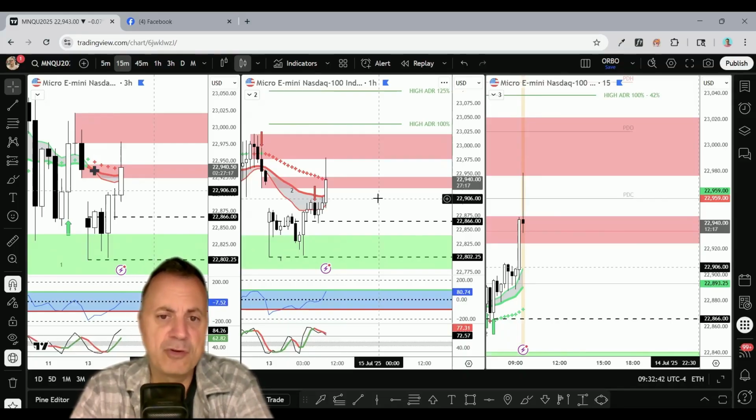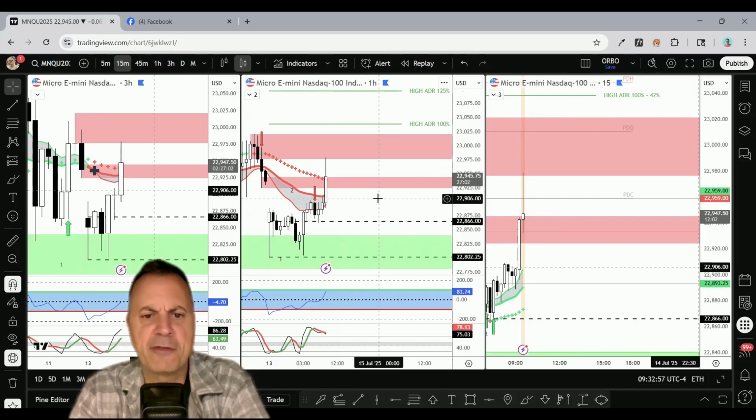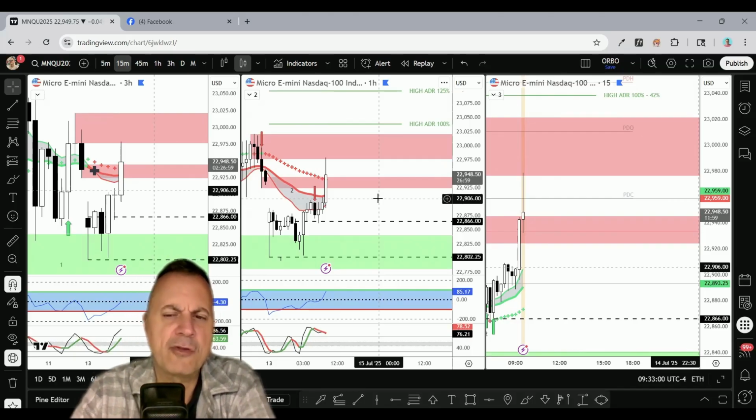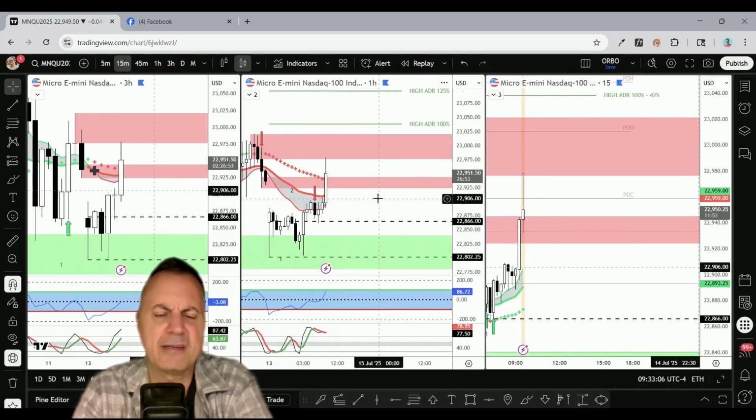That was a massive move up on the open. It's only 9:30 and it just, boom, took off, right? So the 1 hour momentum has shifted. We still have strong momentum to the downside on the 3 hour. And we like those two components to be in alignment.